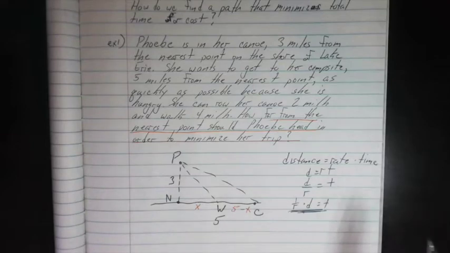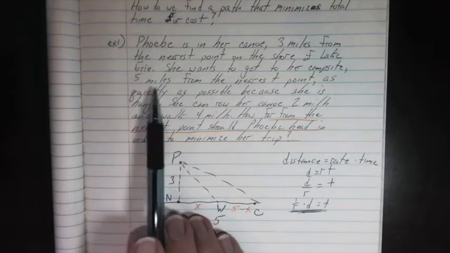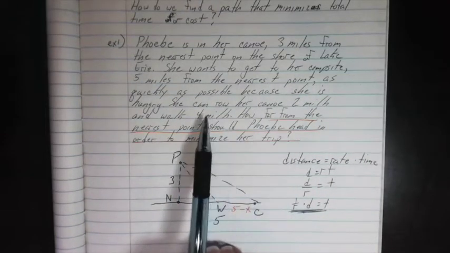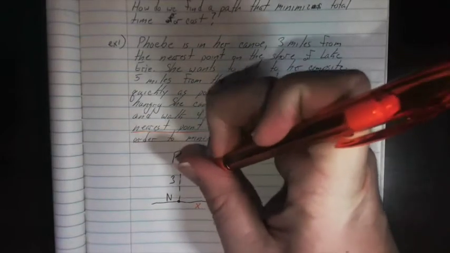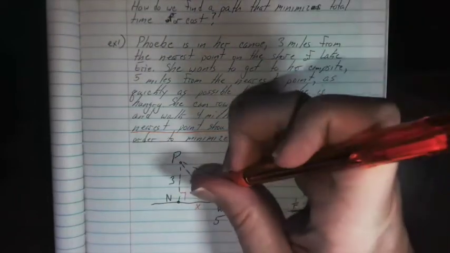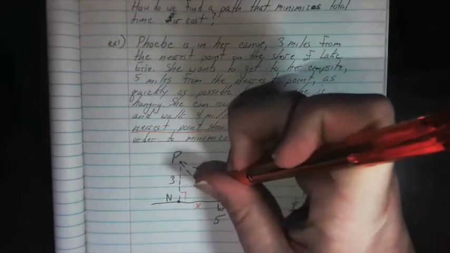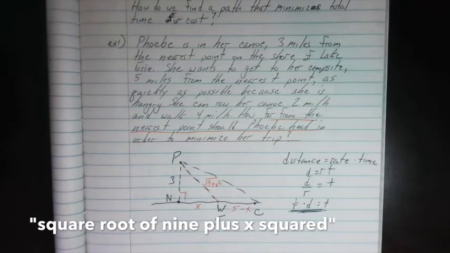Now, the distance that Phoebe is going to be going from here to here is 3, from here to here it's x, and the rate is given by our problem. We have 2 miles an hour and 4 miles an hour. So if I wanted to find this length, well, this is a right triangle. So the Pythagorean theorem tells me this is just going to be the square root of 9 plus x squared.